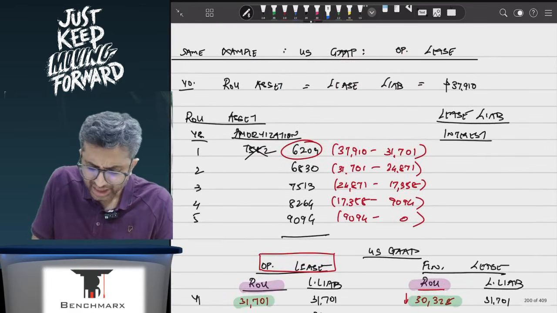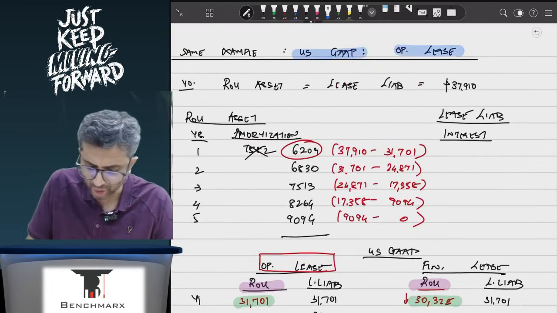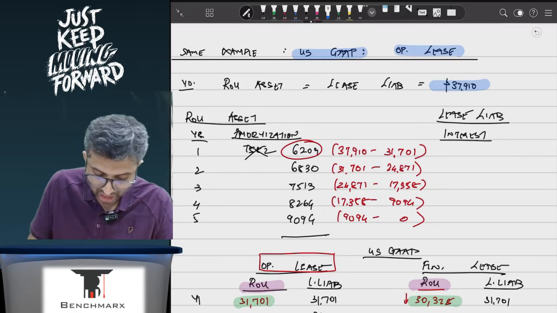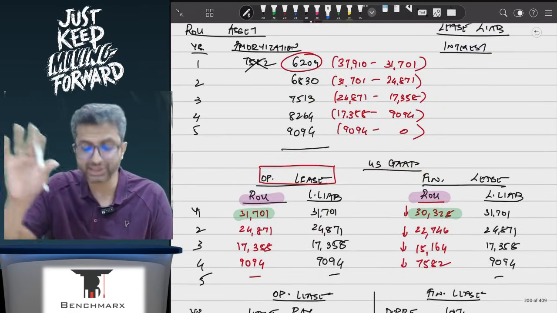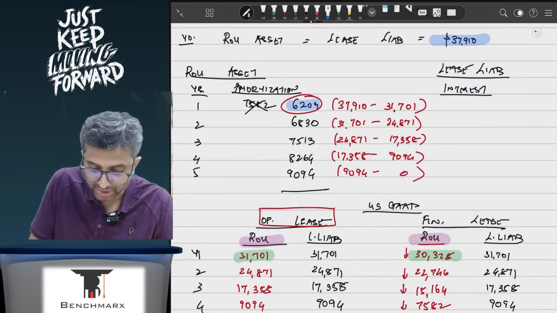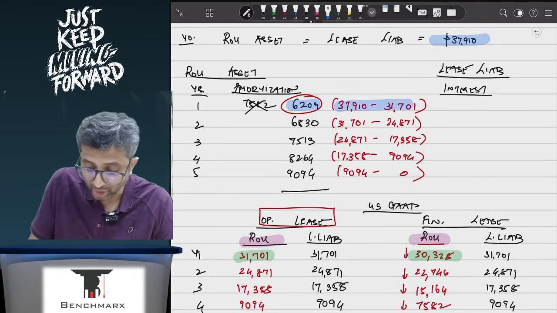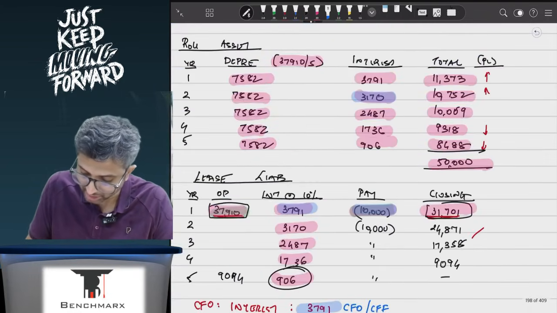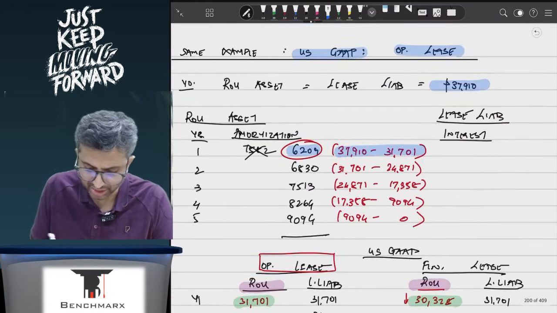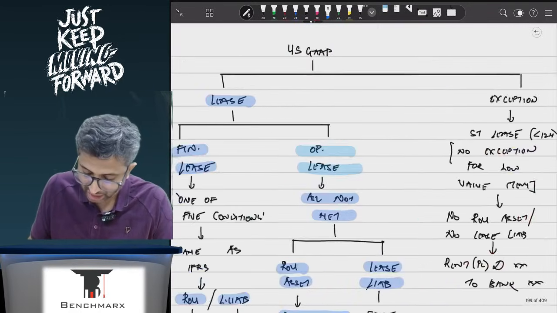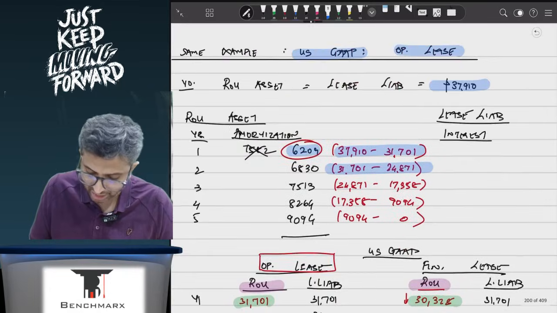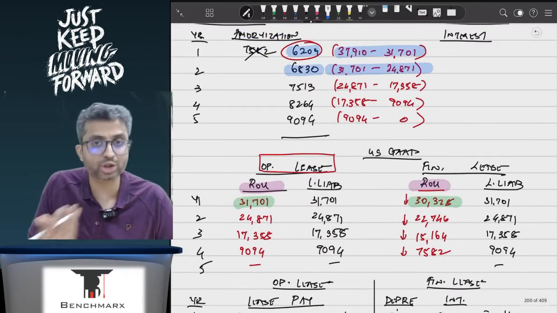So let us see the same example in US GAAP. If it is an operating lease, your ROU asset and lease liability will still be 37,910. For your lease liability, your table remains exactly the same. However, for ROU, we will say that your amortization will be 6209. Sir, what is 6209? It is the reduction of lease liability. The difference between these two, 37 and 31, that is the reduction in lease liability. That is your amortization in the second year, 31,701 and 24,871. This is exactly the reduction in lease liability, which is 6830 as we found.